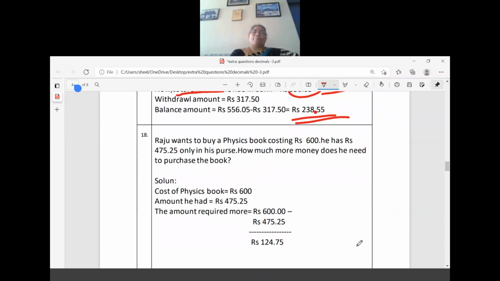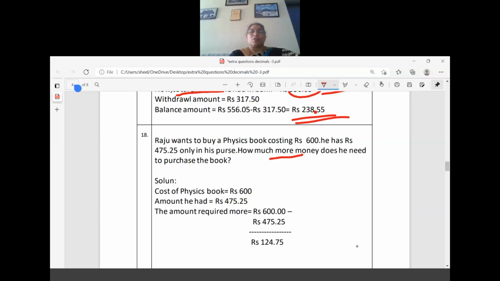Okay. Raju wants to buy a physics book costing rupees 600. He has rupees 475.25 only in his purse. How much more money does he need to purchase the book only? How much more money means he requires more only. So he is having less.